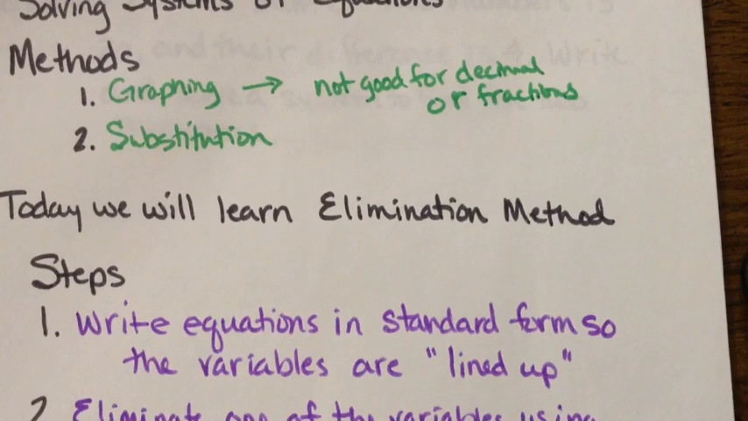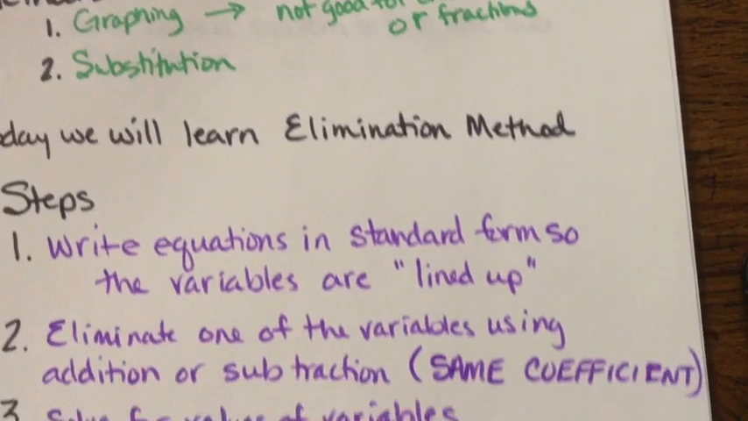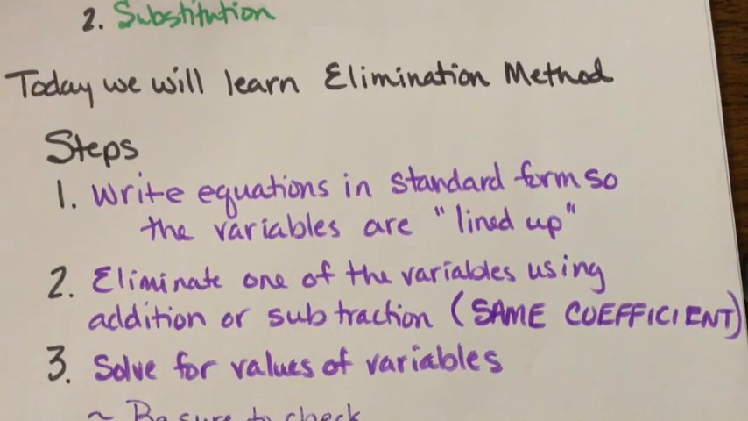So today we're going to talk about the elimination method. So the steps, first of all, we want to write the equation in standard form so that the variables are lined up. And then we need to eliminate one of those variables, and we're going to do that using addition or subtraction. We always eliminate the variables that have the same coefficient, okay? And then we're going to solve for the values of the variables.